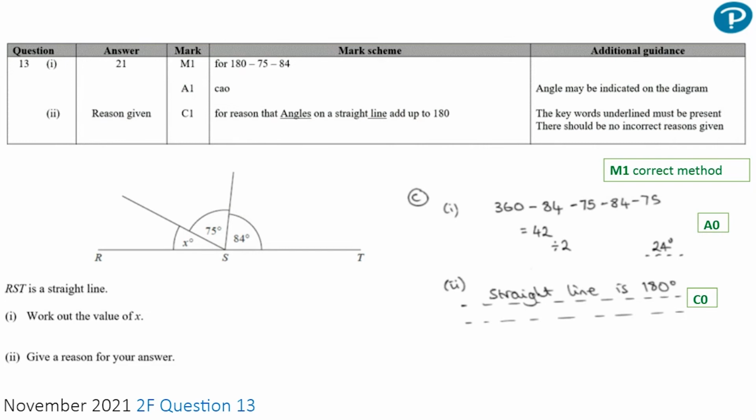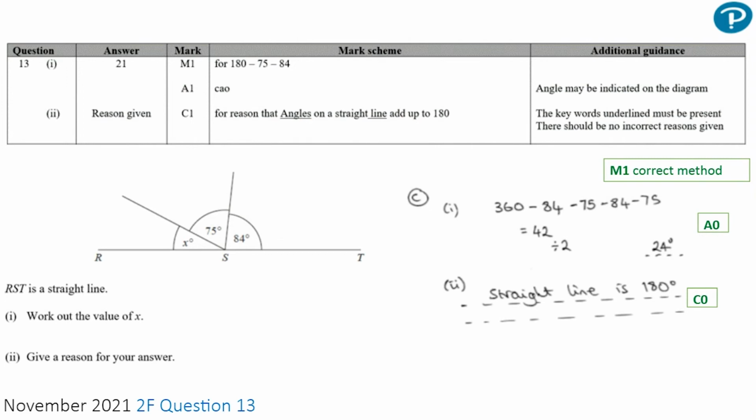And there is part of me that the mathematics, okay, Tiffany, you're all right. If they put angles on a straight line add up to 180, would you still give the C1? Yeah, I would imagine that students for this question may not have used that response, that reason.